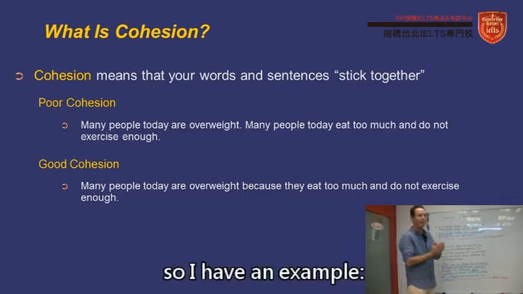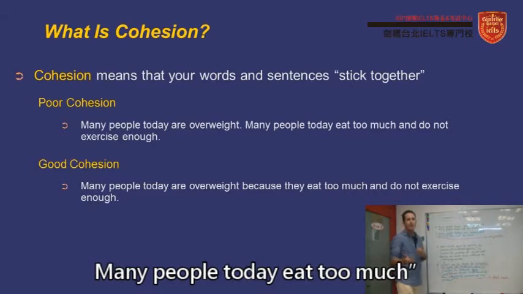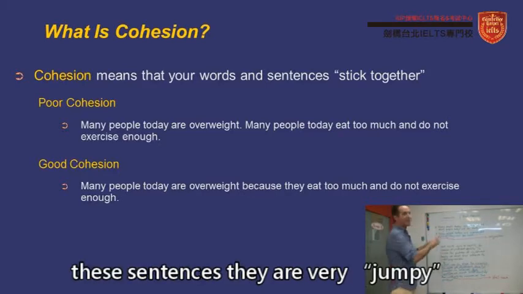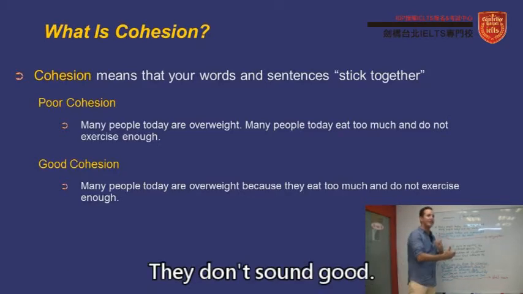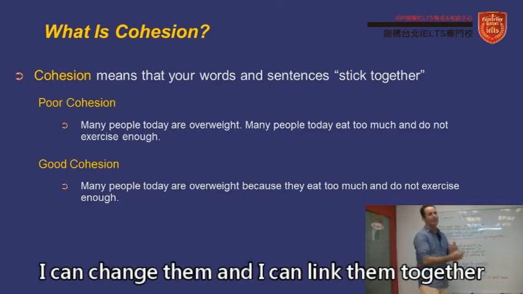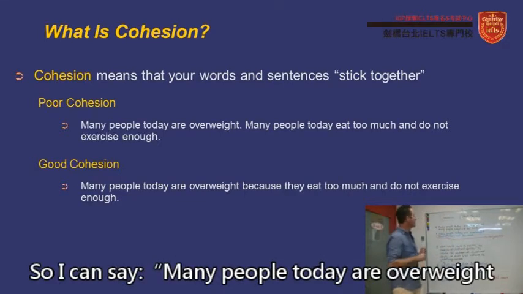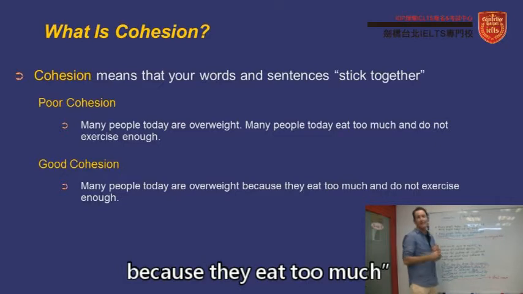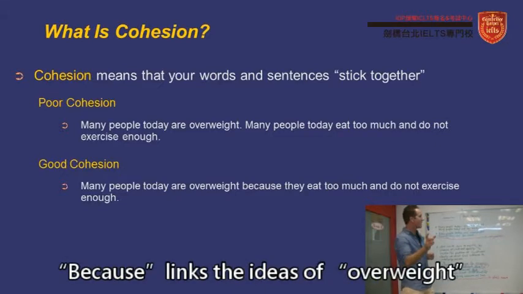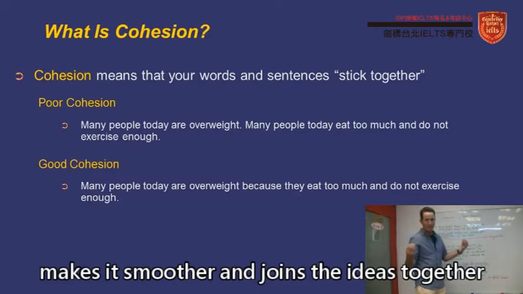Okay, so let's have a look at an example of cohesion in action first of all. Okay, so I have an example. Many people today are overweight. Many people today eat too much. Now I hope you can recognize that these two sentences are very jumpy. They don't sound good, they don't sound well linked together. I can change them and I can link them together using the word because. So I can say many people today are overweight because they eat too much. Because links the idea of overweight and eating too much, makes things smoother, joins the ideas together.